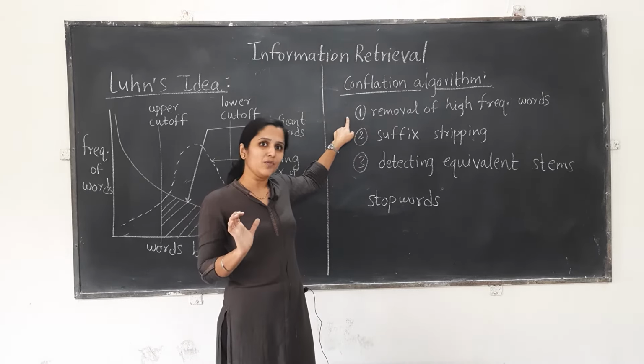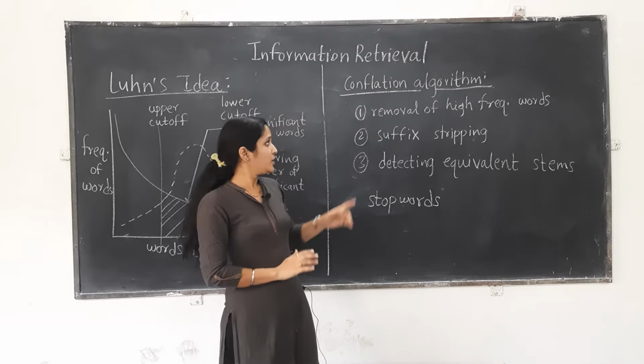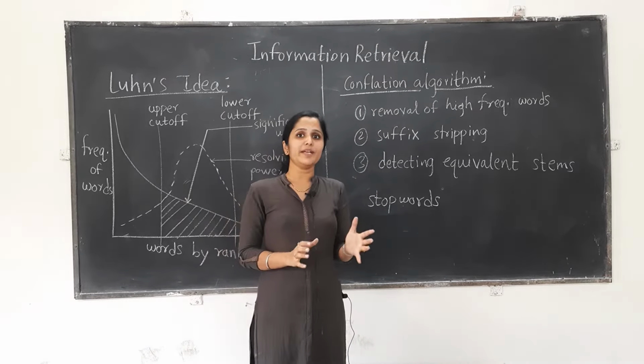What are those 2 processes? That is a different topic, but in both processes the suffixes applied to the words are removed and the word in its original form is taken into consideration. So, after removing suffixes, you get the set of words apart from stop words. So, what does the third step state? Detecting equivalent stems.